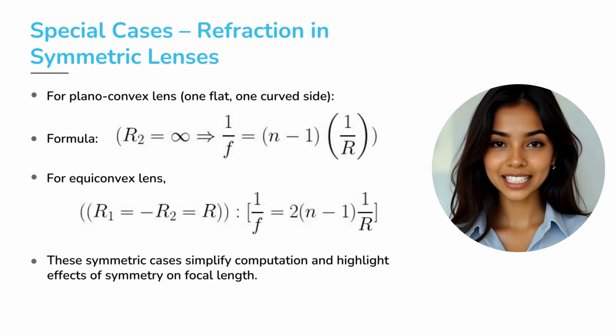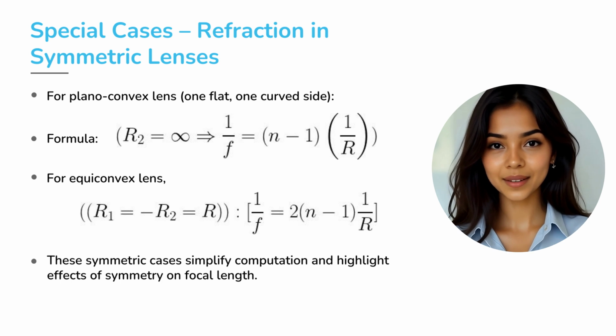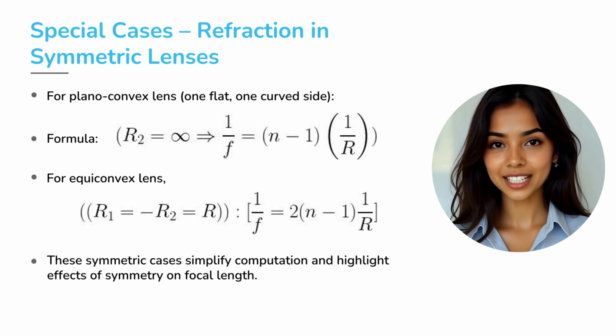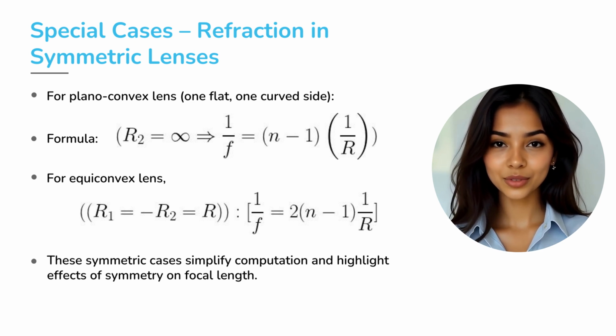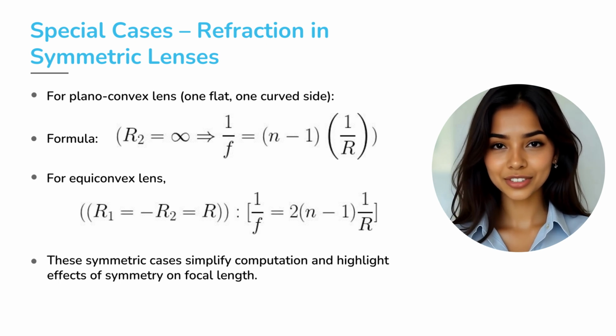Now, special cases make life simpler. For a plano-convex lens, where one side is flat, so the radius of curvature on that side is infinity, the lens maker's formula simplifies to 1 over focal length equals refractive index minus 1 times 1 over the radius of the curved surface. Think of it as a single curved surface lens with one flat side.